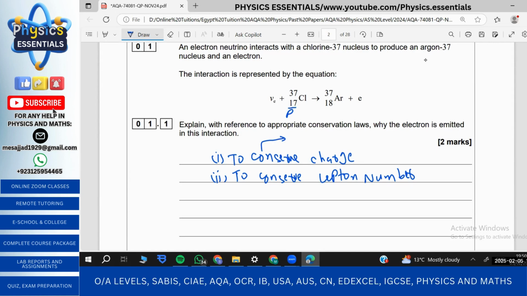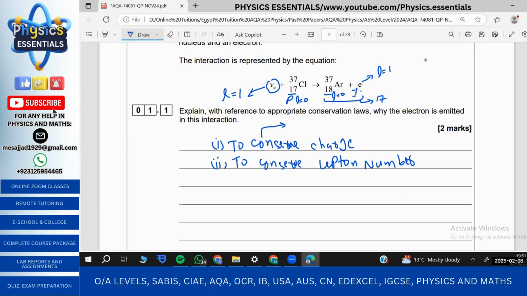This neutrino, electron neutrino, means it is a lepton, and here you have a lepton number of 1. For the big atom, you don't have a lepton number. And this is an electron, and an electron is a lepton. So in order to conserve the lepton number on both sides, there must be an emission of an electron. For the lepton number, we have 1 and 1 on the right hand side and left hand side, and for the charge, we also have that. Therefore, the answer is to conserve the lepton number and charge.